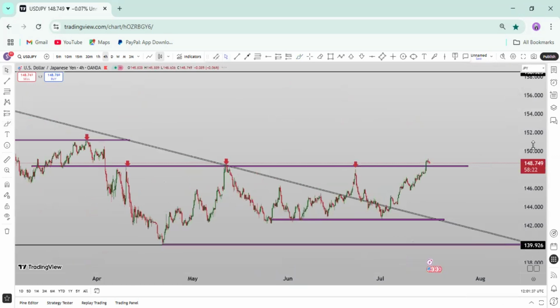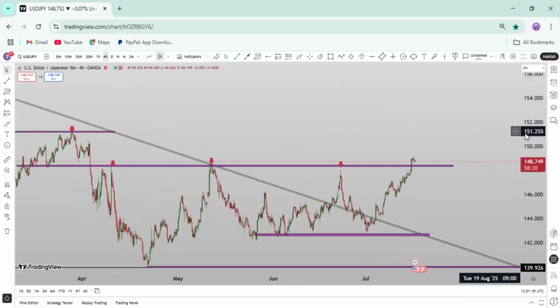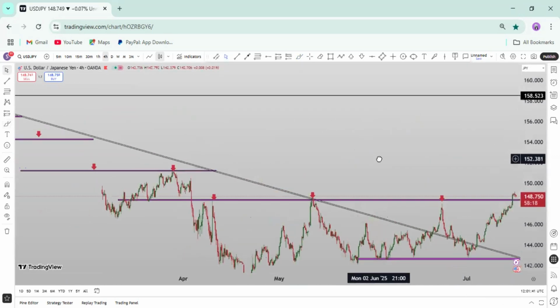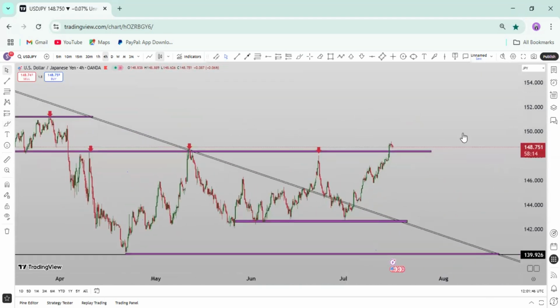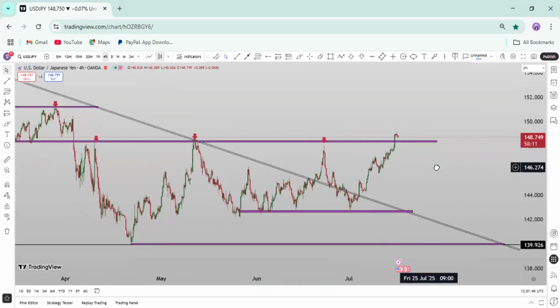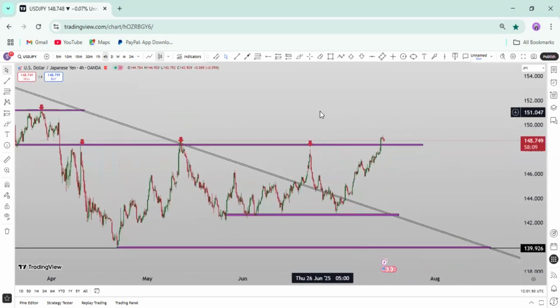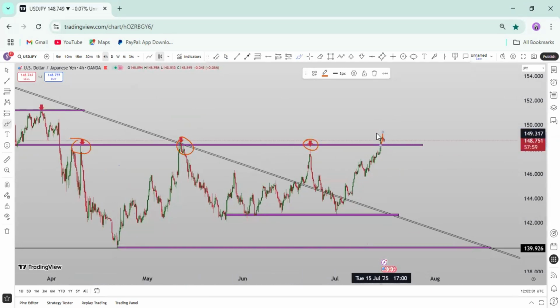JPY. I think all these pairs have the same formation. On USD JPY, we are still bullish on a minor, but overall we are bearish. So what I want to see here, because this was a resistance, this is a resistance, this is a resistance, the market broke this resistance with a small candle around here.